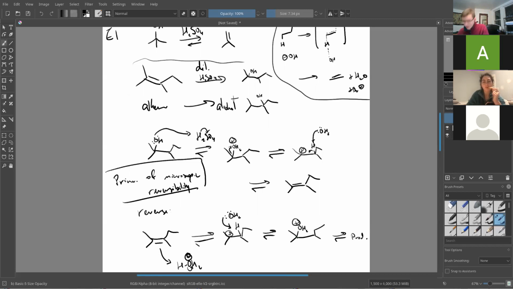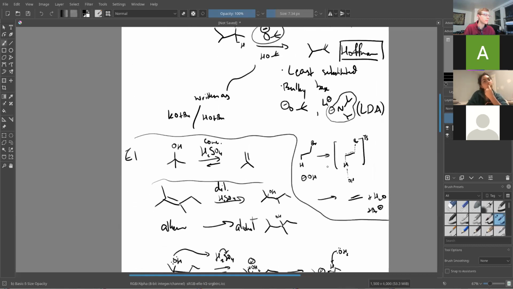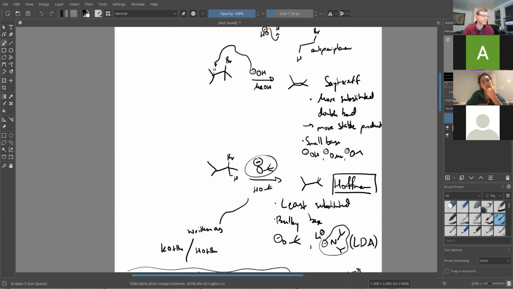Okay. Just to quickly confirm, so E1 is reversible, E2 is irreversible, right? Yeah, that sounds right. And then SN1 and SN2, would SN1 also be reversible and SN2 be irreversible? Yeah, exactly.